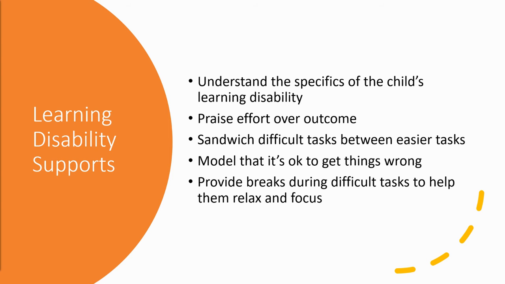Some supports for someone with a learning disability are, again, communication with their parent and understanding the specifics of their learning disability so you know what is going to affect them specifically. When they're doing tasks that they find difficult, praise effort over outcome to help with that frustration, and sandwich more difficult tasks between easier tasks. With your modeling, make sure that you show them that it's okay to get things wrong, and provide breaks during difficult tasks to help them relax and focus.